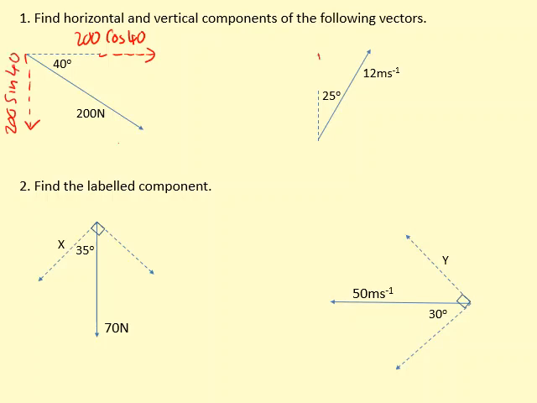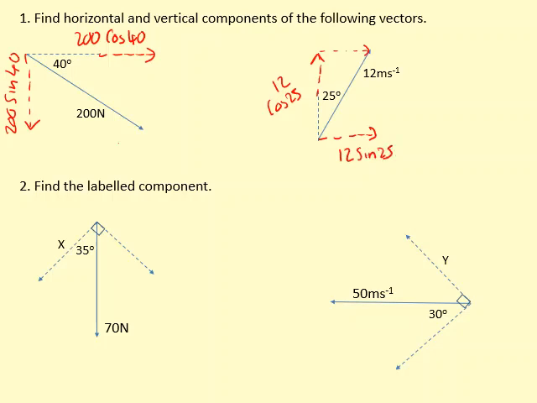Here, if I want this part, that's the part that's adjacent to the angle, so it's going to be 12 cos 25. This part here, that's opposite it, is going to be 12 sine 25.